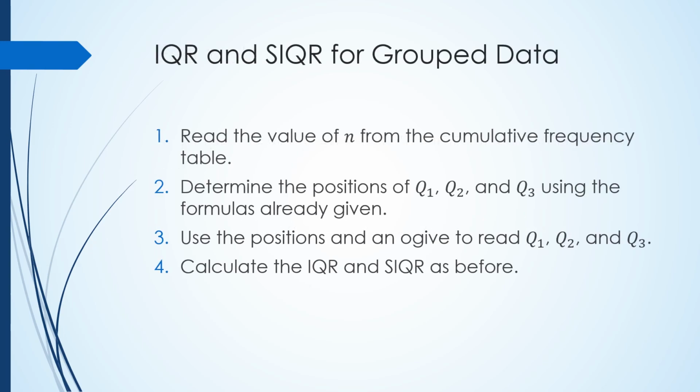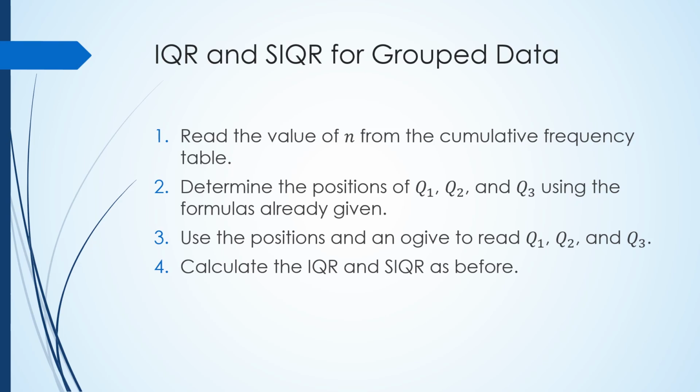Doing the same for grouped data is a little bit challenging, but once you get the hang of it, it's as simple as before. To figure out the interquartile range and semi-interquartile range for grouped data, we need two things: a cumulative frequency table and an ogive. First, we look at the cumulative frequency table to find the total number of values n from the last row.